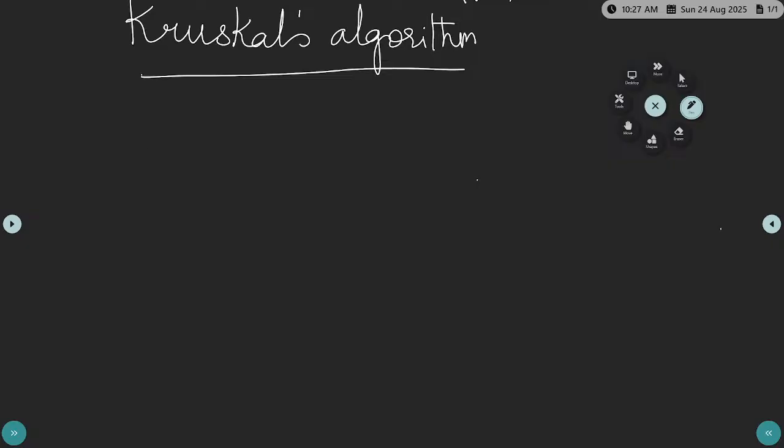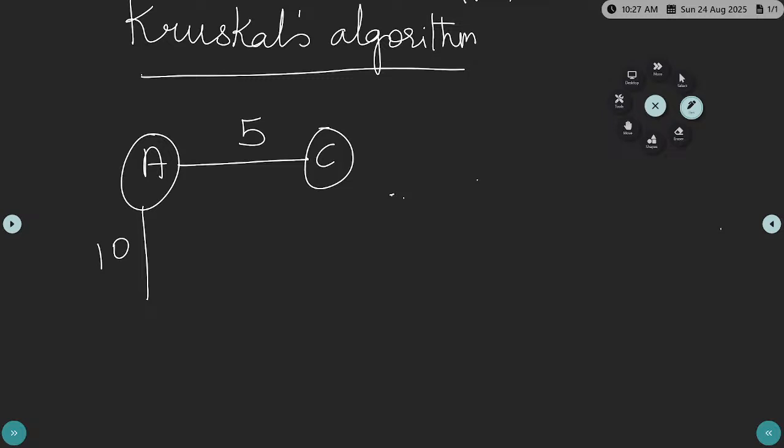Take down the question. Construct minimum cost spanning tree using Kruskal's algorithm.